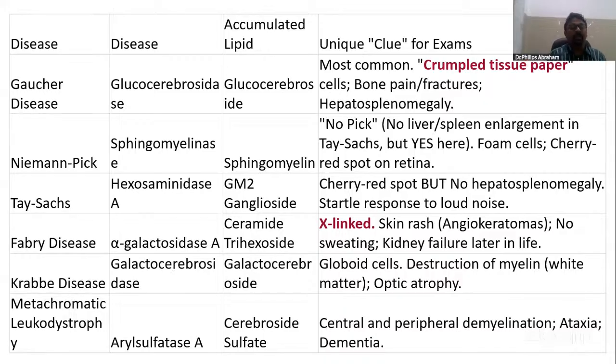Okay. Enzyme alpha galactosidase. There are a number of these; at least study these five: Gaucher's, Niemann, Tay-Sachs, Fabry's. Just study that. That's about the sphingolipidosis. And please note that Fabry's is X-linked. Please note that.